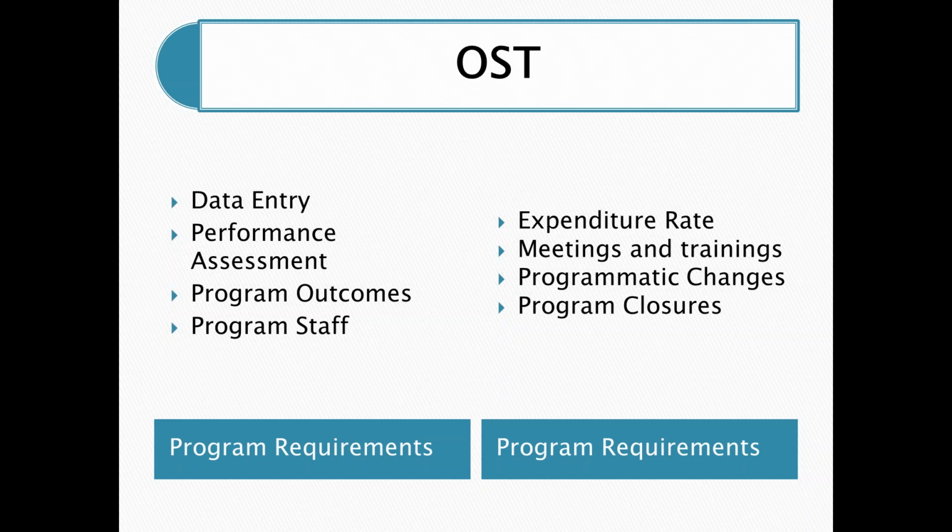Expenditure rate is another one of the indicators that we look at when we do your performance rating. In your work plan, we talk about from January to March, you should have expended 20%. The second quarter, April through June, 50%. The third quarter, July through September, 75%. And the fourth quarter, October to December, 100% of your grant should have been expended. Meetings and trainings, we don't have many, and they're mandatory for you to come and attend.